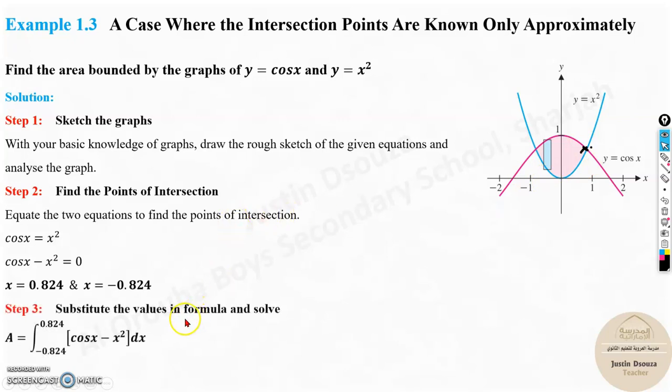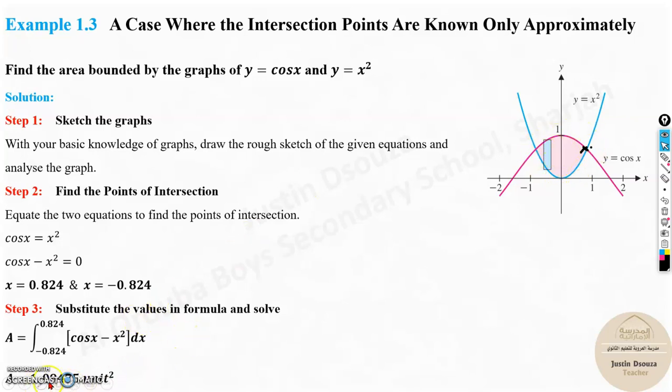Now once you know, very simple, what we have done already, that is integrate from these limits. The lower limit is the negative number, the higher limit is the upper number. So integrate from minus 0.824 to a positive 0.824. What is the upper function? This is the cos graph minus the parabola x squared. See, x squared is down, cos graph is up.